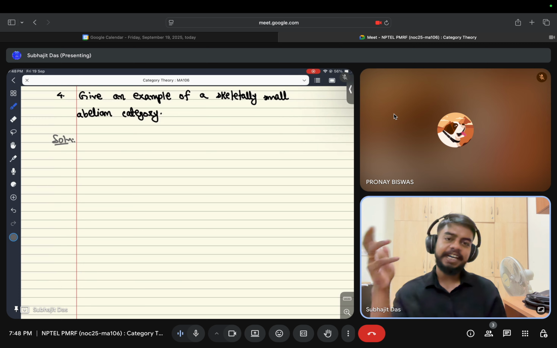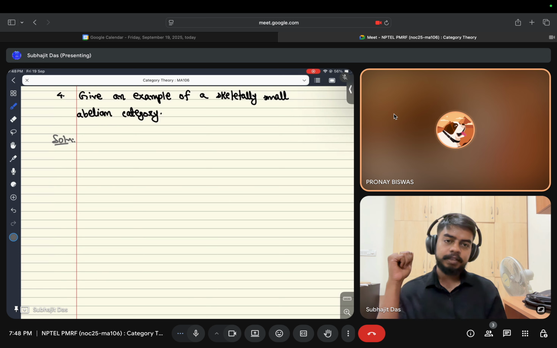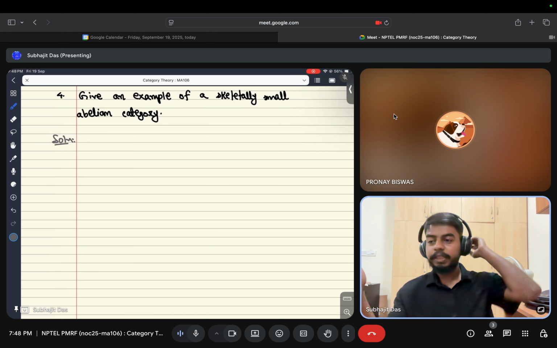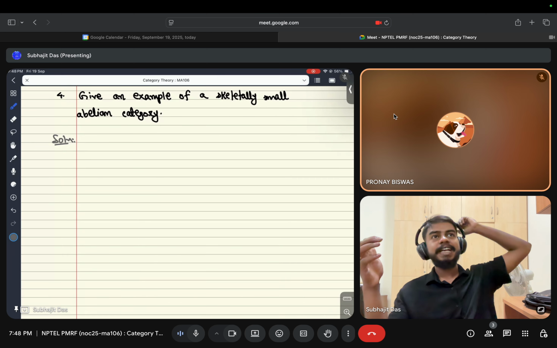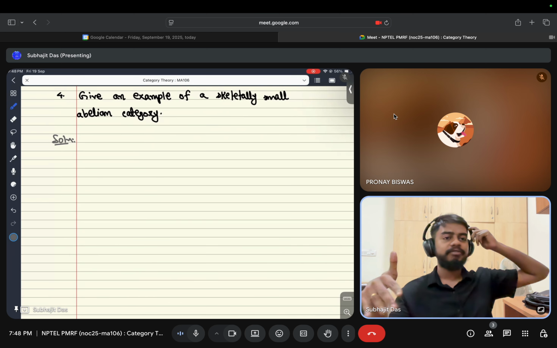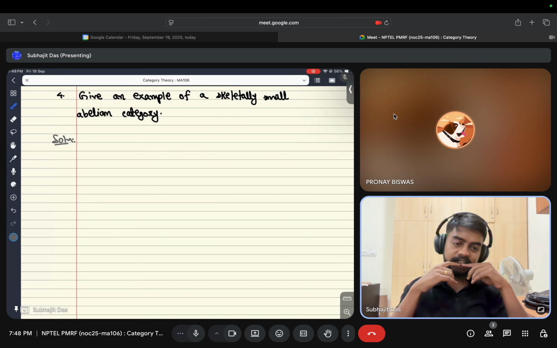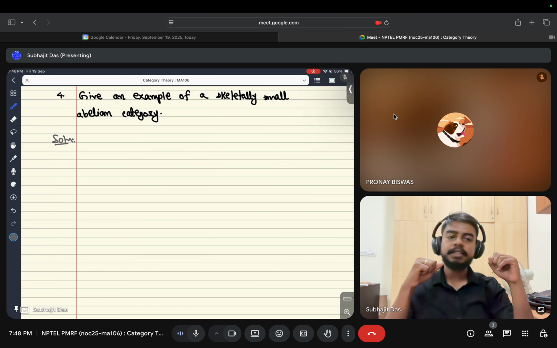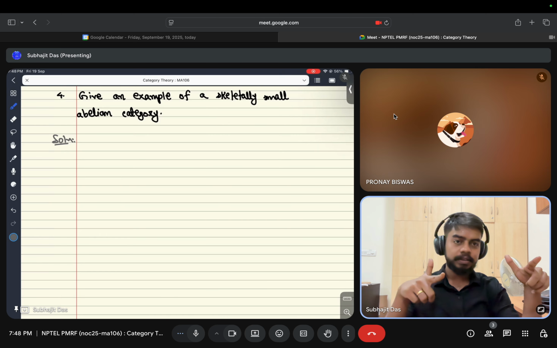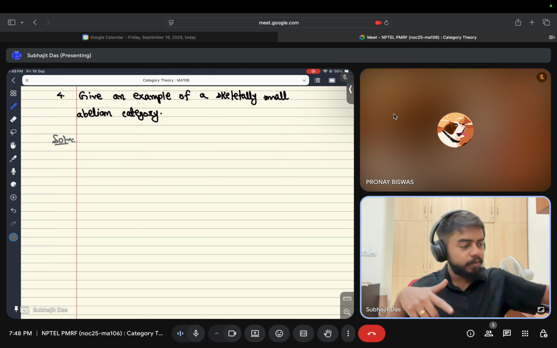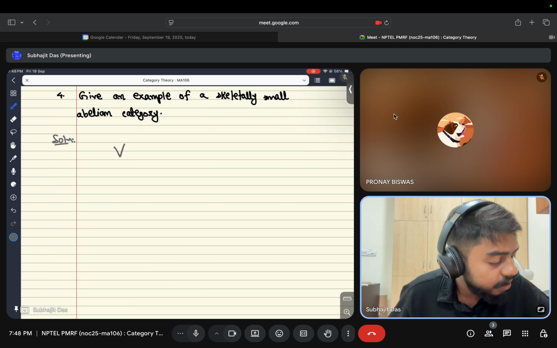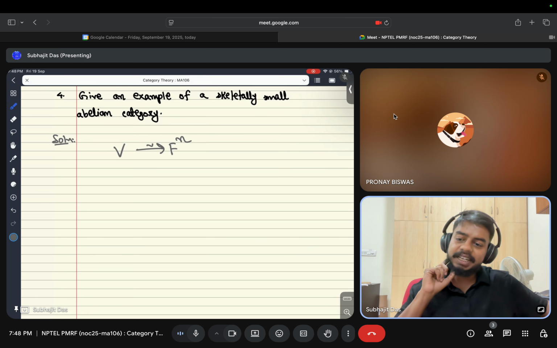Take the category of finite dimensional vector spaces, let's say. What do you think? We know that any vector space V which is finite dimensional has to be isomorphic to some Fn, right? That does the job. By the way, just for the viewers, we know that for every vector space V, there is an isomorphism from V to some Fn for some n. My question is, can we have a natural isomorphism?